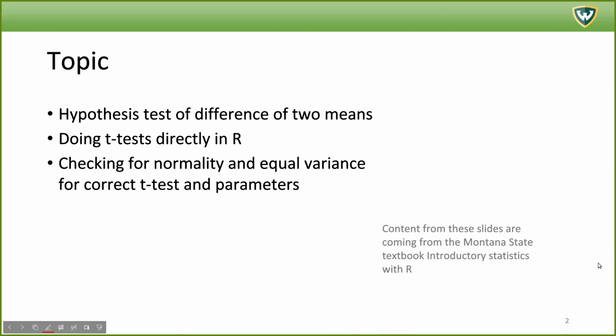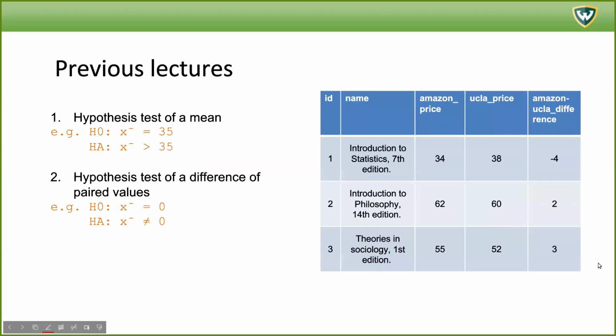As usual, content from these slides is coming from the Montana State textbook, Introductory Statistics with R. So let's just take a look at some of the content we previously observed in the previous lecture. The first is related to the hypothesis test of a single mean, and by that, we mean of a single variable. For example, let's take the data here. This would be testing whether or not the mean of a single variable, such as perhaps the Amazon price of books, is equal to a certain value.